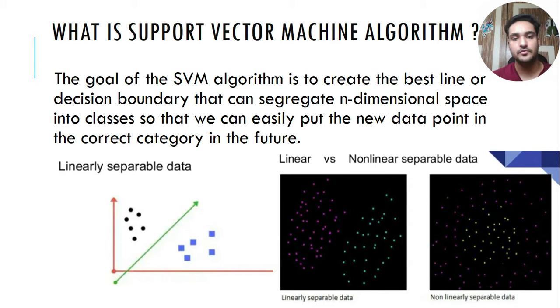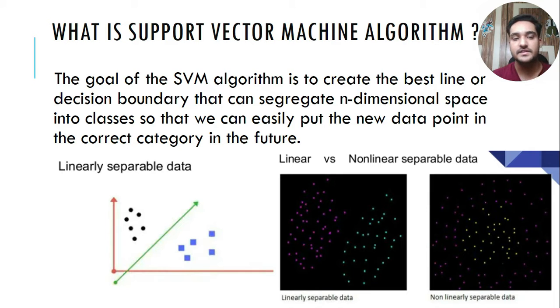So what is the support vector machine algorithm? The goal of SVM, in short, is to create the best line or decision boundary that can segregate n-dimensional space into classes, so that we can easily put new data points in the correct category in the future.